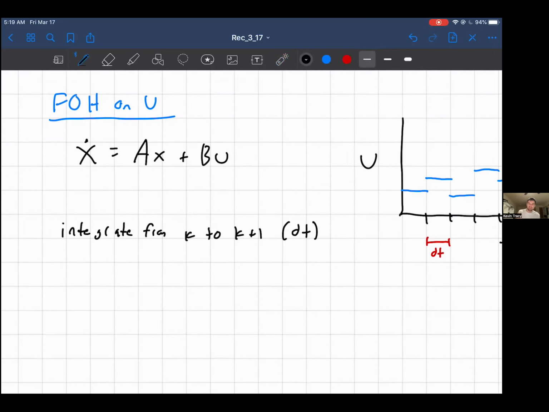Well, I say that between k and k plus 1, u is not changing, right? This is a zero order hold. U is constant throughout that whole time step. That means u dot equals 0. So now what I can do is define a new state, and look at this ODE again. I can write it down in a way such that we can use the matrix exponential once more.